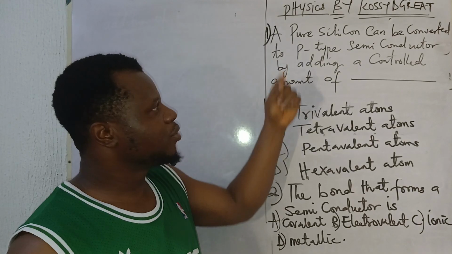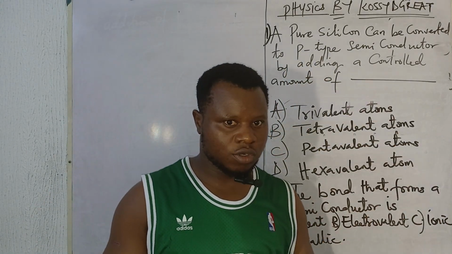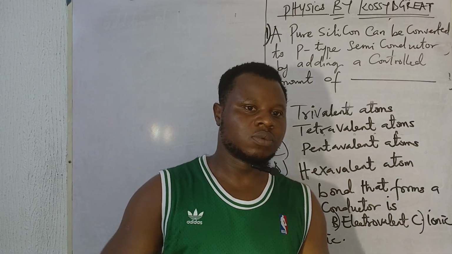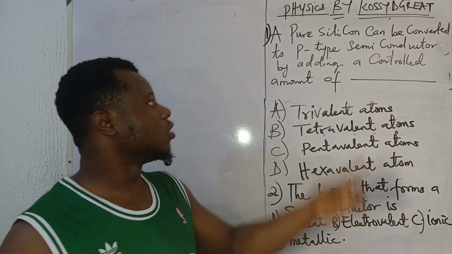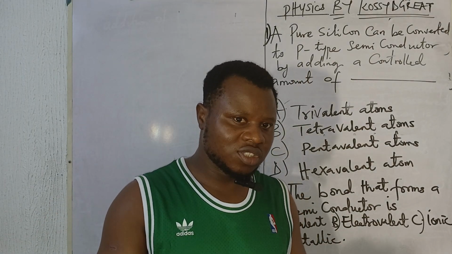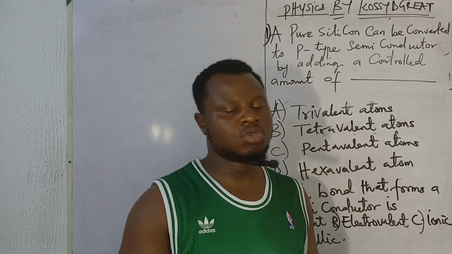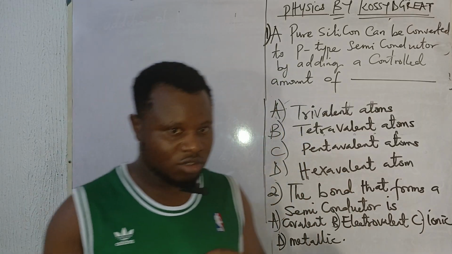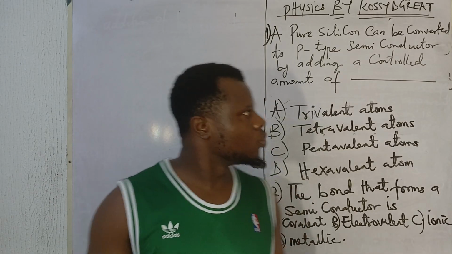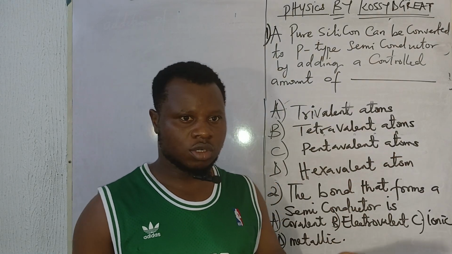The point said a pure semiconductor is converted to p-type semiconductor, which means we have a pure semiconductor, and out of something we get another semiconductor, which we call the p-type semiconductor. Whenever something is done to a semiconductor in order to change it from its pure form to another form, we call that doping. So adding impurities to a semiconductor is doping. Out of doping we get a p-type semiconductor. We can also get n-type semiconductor.